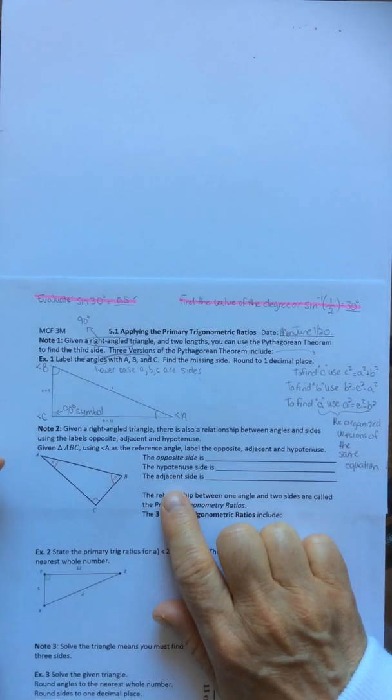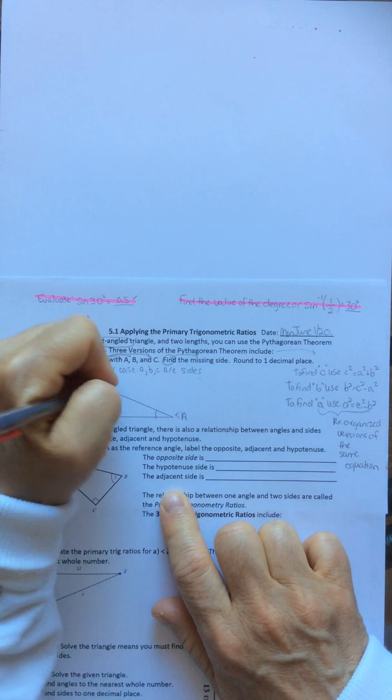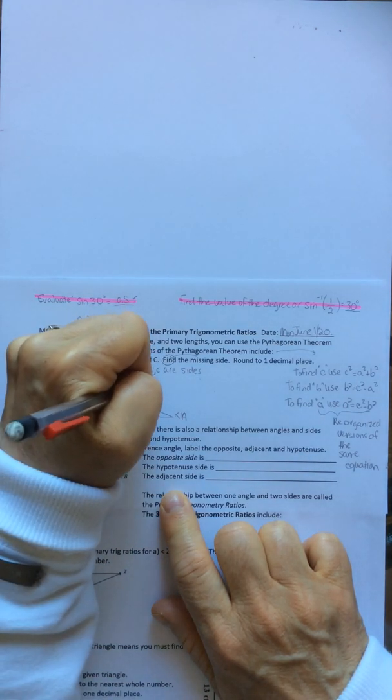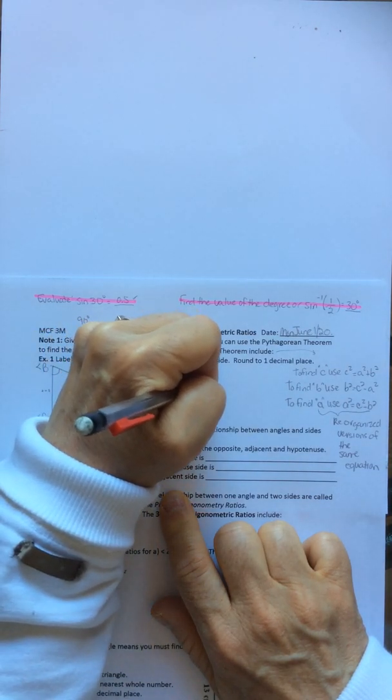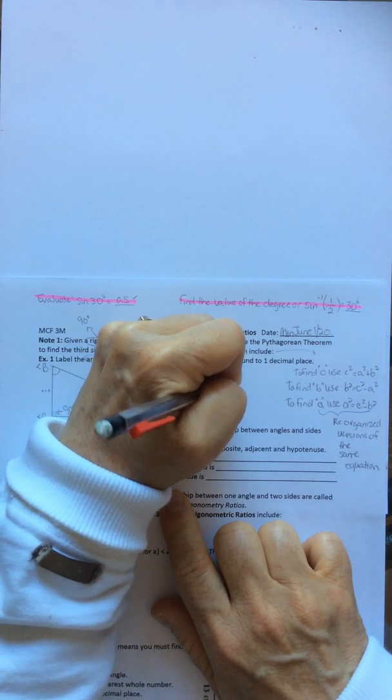And then across from side B, notice it's lowercase, is angle B. That's from here to here, right? So we want to find the missing side. What side are we missing? We're missing C. To find C, we're going to use C squared equals A squared plus B squared.